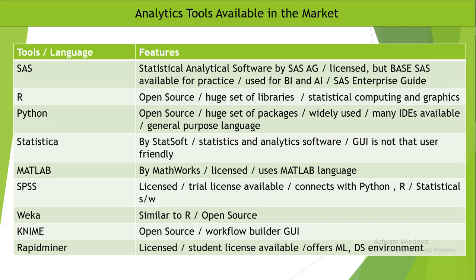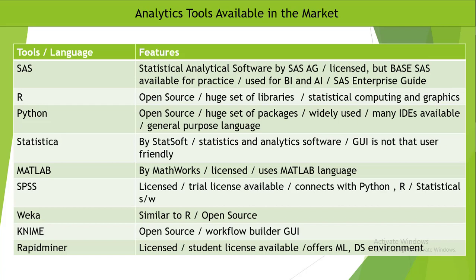R is a language, which is an open source language, and it has a huge set of libraries. When I talk about libraries, it offers you different groupings of packages around statistical functions, mathematical functions, then programming languages, then you have machine learning packages and libraries as well. So it is widely used for statistical computing and graphics, and it is widely used in the machine learning data science environment as of now.